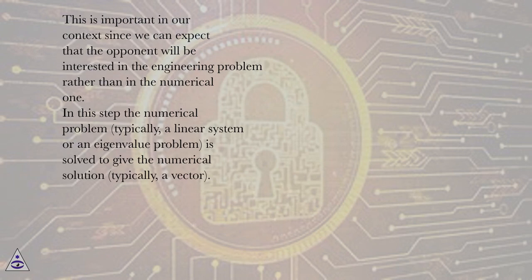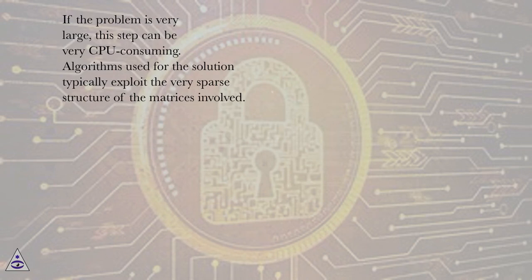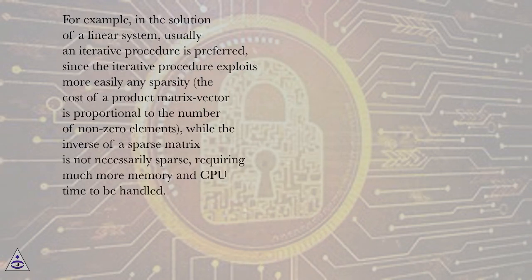In this step, the numerical problem, typically a linear system or an eigenvalue problem, is solved to give the numerical solution, typically a vector. If the problem is very large, this step can be very CPU consuming. Algorithms used for the solution typically exploit the very sparse structure of the matrices involved. For example, in the solution of a linear system, usually an iterative procedure is preferred, since the iterative procedure exploits more easily any sparsity. The cost of a matrix-vector product is proportional to the number of non-zero elements, while the inverse of a sparse matrix is not necessarily sparse, requiring much more memory and CPU time to be handled.